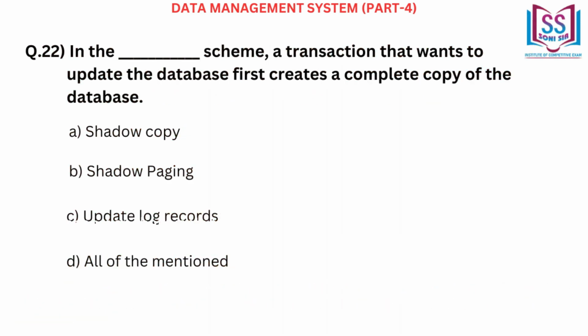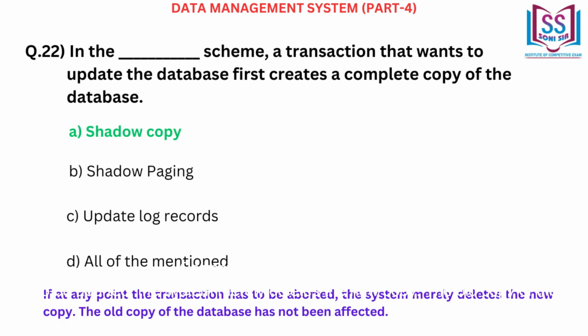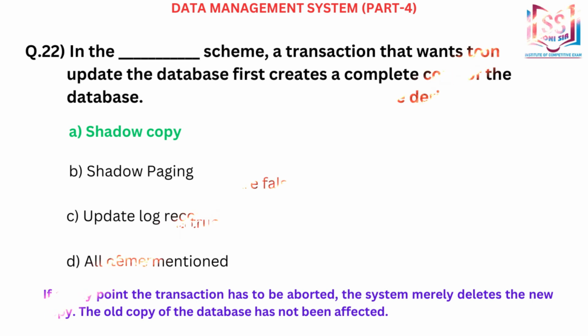In the dash scheme, a transaction that wants to update the database first creates a complete copy of the database. A. Shadow copy, B. Shadow paging, C. Update log records, D. All of the mentioned. Correct answer A. Shadow copy. If at any point the transaction has to be aborted, the system merely deletes the new copy. The old copy of the database has not been affected.